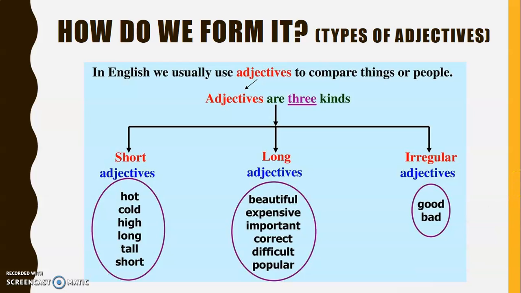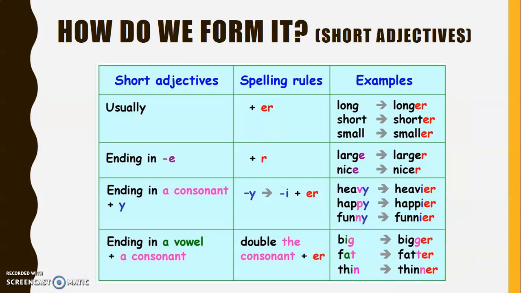Now, let's start with short adjectives. To form the comparative of a short adjective, in general, you add er to the adjective. For example, long, longer. Now, pay attention. If it ends in E, we just add R. For example, large, larger. Nice, nicer.